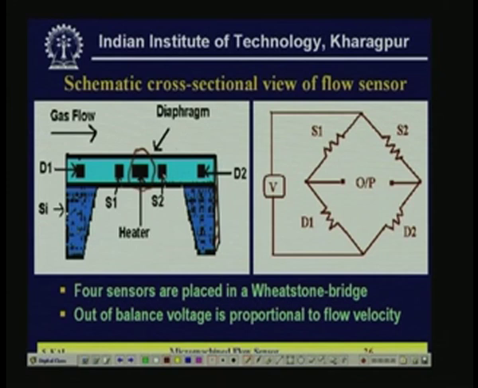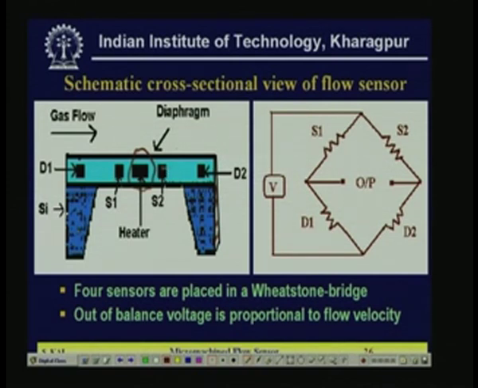So, accordingly, S2 will be the downstream, S1 will be in the cool region and S2 will be in the hot region, because the gas flow is in this direction. The gas flows from here, and some of the heat from the heater will be transferred into the gas and the gas will be hot. Because of the gas, S2 will be at the hot region and S1 will be the cold region, so a temperature difference will be there.